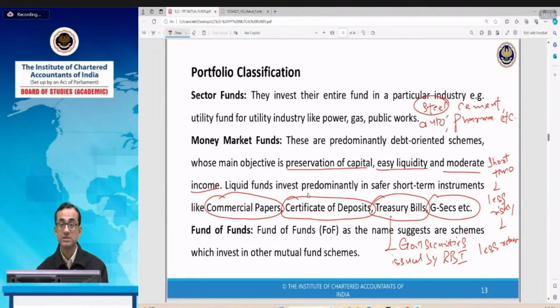But the advantage is that besides being safe, the liquidity is also good because the investor can encash the money in a very short period of time. So it is basically 3 to 6 months and it can go to 1 year also. So these are money market mutual funds. And these are also called liquid funds. You have heard the term liquid funds and ultra liquid funds. These come under the money market mutual funds.